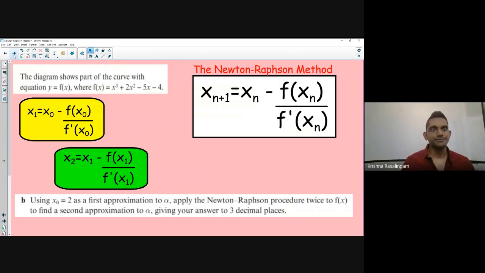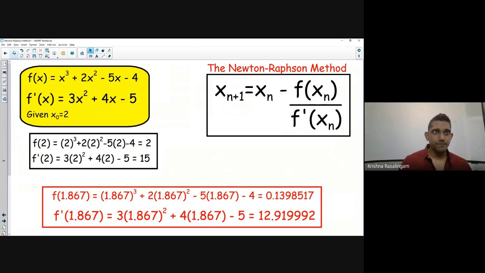Now part B says, using x naught equals 2 as the first approximation, use the Newton-Raphson procedure twice. So that means x1 is dependent on us having x naught, and x2 is dependent on us having x1. The function we're given is x cubed plus 2x squared minus 5x minus 4. We need the first derivative of that, which is 3x squared plus 4x minus 5. And we're given x naught is 2.